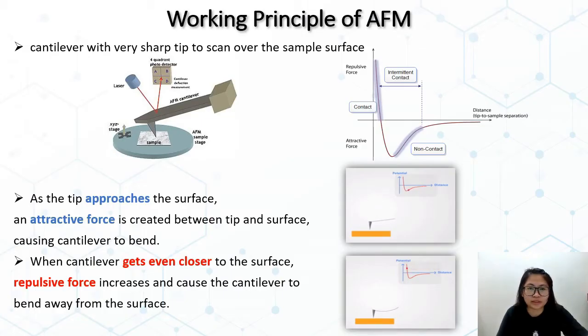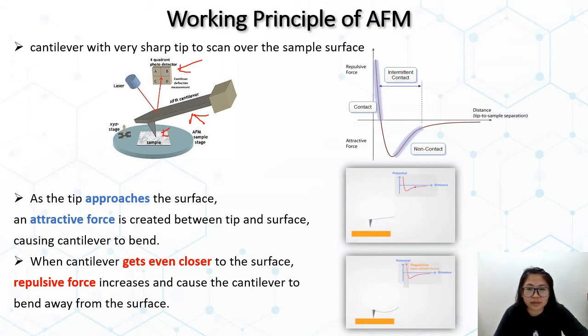Hi, I'm Joo Yi. So I will explain the working principle of atomic force microscopy. The basic AFM will consist of a laser, a detector, a cantilever, and a sharp probe.